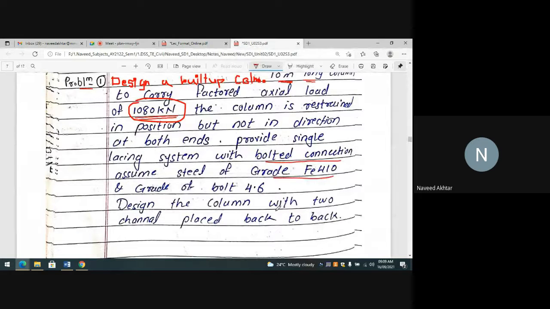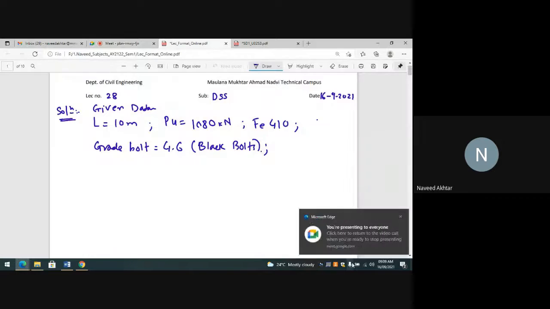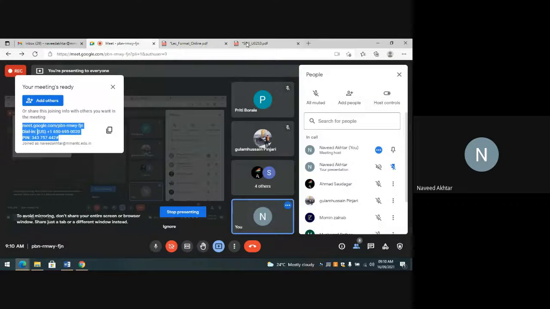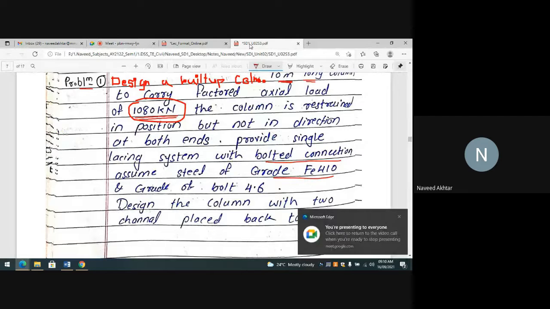Design the column with two channels placed back to back. You have to design the column such that the two channels are placed back to back. These are the given data, and we have to design the lacing system. It is already asking for the column design with lacing system. So we have to design this with two channels back to back.